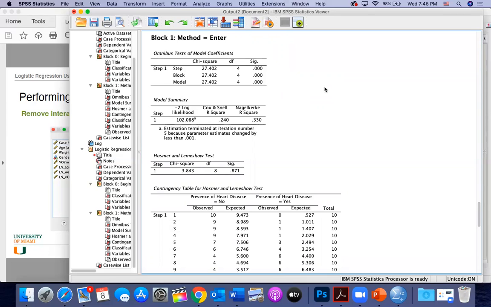Are we good? So this is just about the first table. We didn't talk about the others yet.